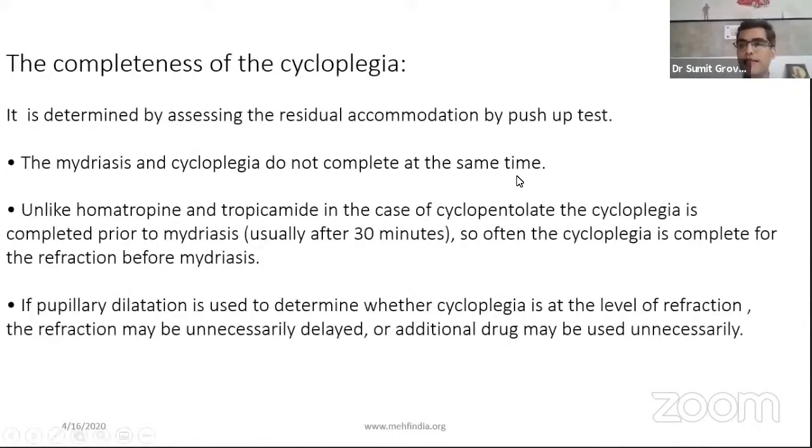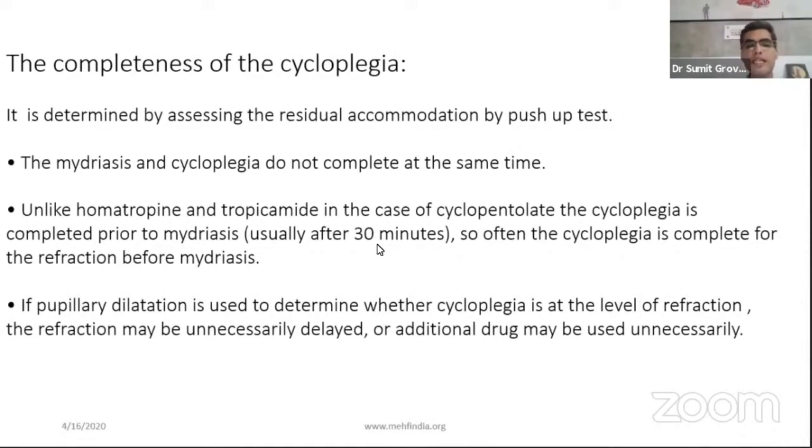Now, how do you assess that the completion of the cycloplegia has occurred? A common perception is that when the pupil is dilated, that means the cycloplegia has occurred, which is not the case. Mydriasis and cycloplegia do not complete at the same time. Studies say that unlike homatropine and tropicamide, in the case of cyclopentolate, the cycloplegia is completed prior to mydriasis. I wrote it's about 30 minutes as suggested by some study. But in practice, if we read the Borish book, which is the gold standard, it says if you put cyclopentolate, you should start the cycloplegic refraction at least after 1 hour.